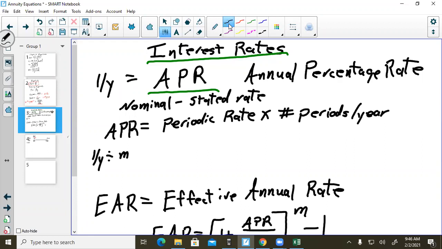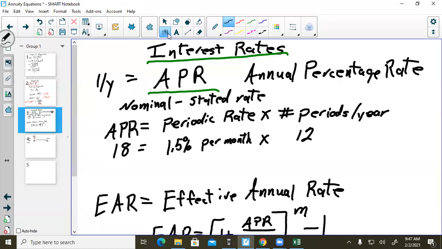So Malcolm said he had an 18% APR, right? So if we have 18% APR, actually, let me move that. Let me put this in line with our equation here. So if Malcolm has 18% APR, and we know that's 12 periods per year, that means his periodic rate, and this is the per month rate, is how much? It's 1.5%. Okay.